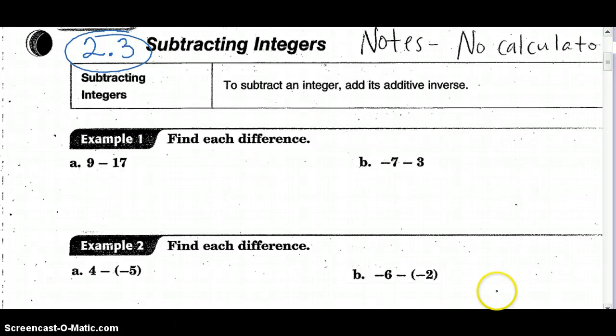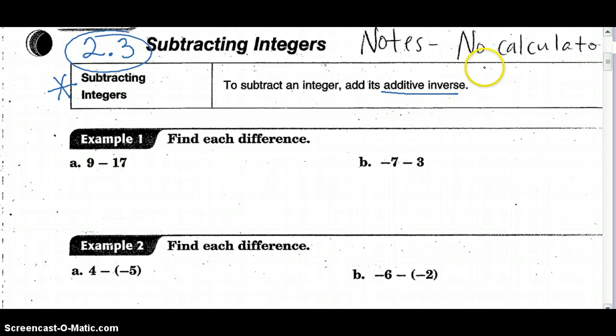Hello, pre-algebra students. This is section 3 of chapter 2 where we're going to start subtracting integers. This is all you need to know to subtract integers: you add its additive inverse. Let me show you what additive inverse means.